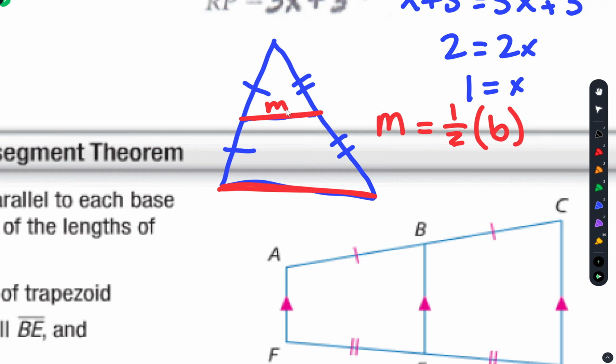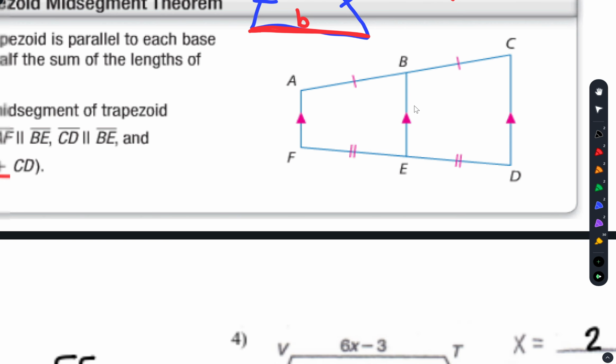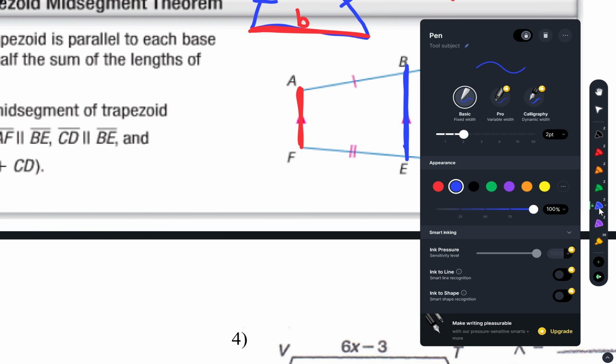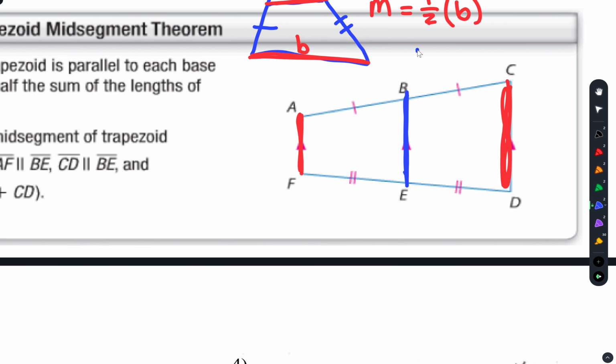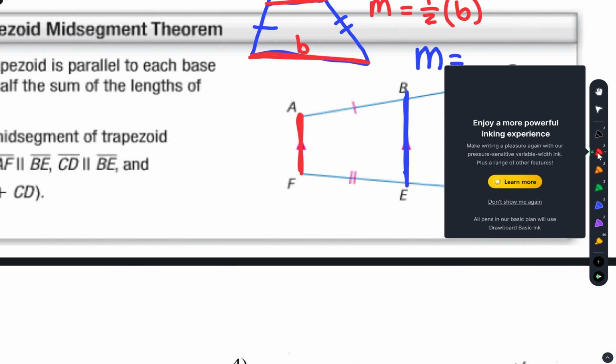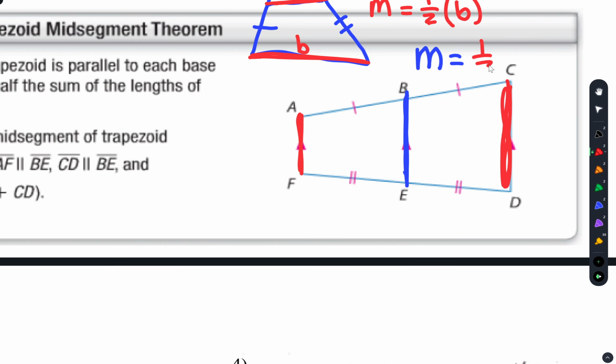So if this is M, then this is B. My triangle midsegment theorem says the midsegment is 1/2 of the base. When I talk about a triangle, I only have one base. When I talk about a trapezoid, I have two bases. My formula is essentially the same, except I have to account for these two bases. So instead of 1/2 the base, my formula is, and you're going to have to write this down because I know it got cut off on your page, my midsegment is equal to 1/2 of base 1 plus base 2.